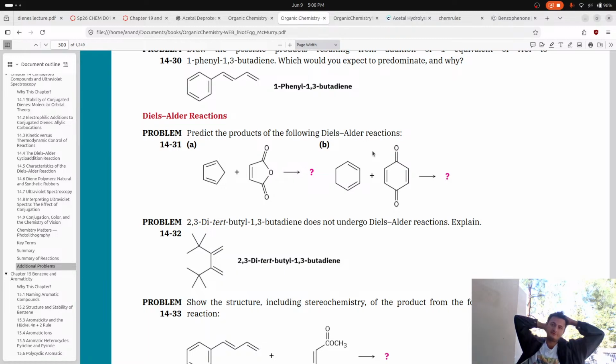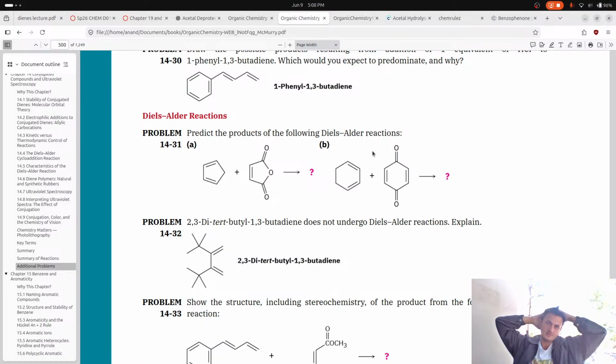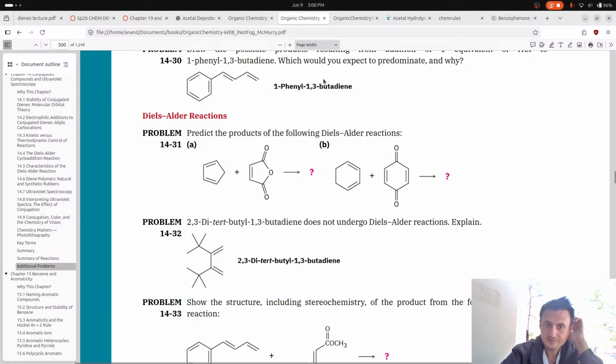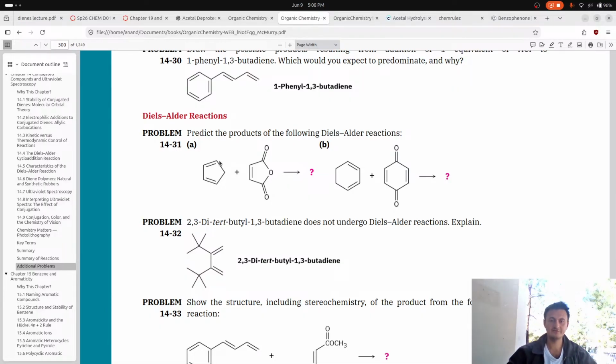All right, step 1, find the diene. Okay. Find the alkene. Diene, alkene. So, how does this work? Okay, is this going to be bicyclic? I have no idea. I'm not very good at these Diels-Alders.